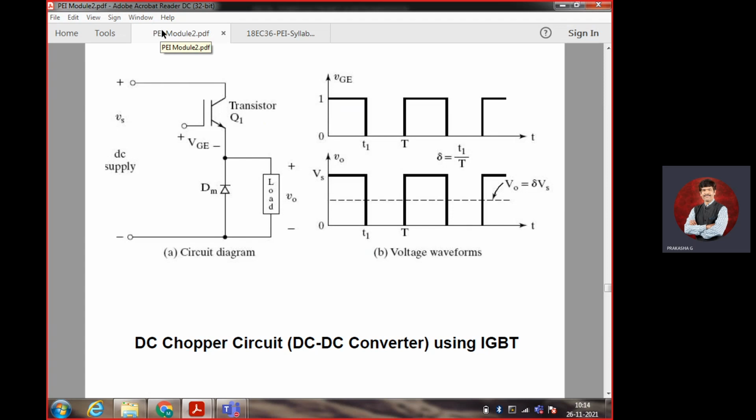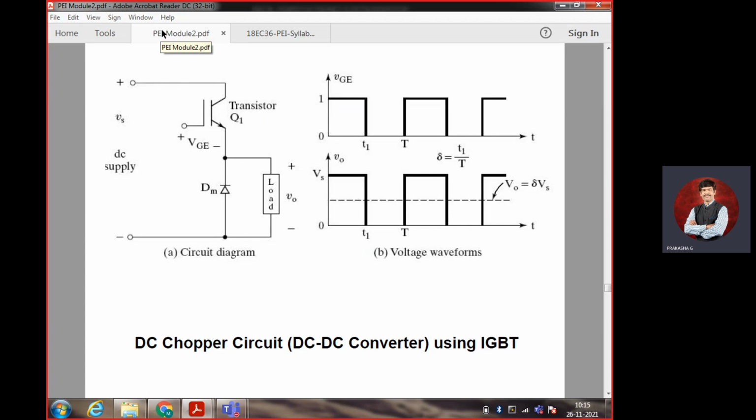How to convert that? We have some load, and to that load we have to apply the DC voltage. Take an example: I have a laptop, and I have a display. The display needs 8 volts, and my input is 12 volts. So I need to step down from 12 volts to 8 volts. How to do this? We have to do this using a small switch.